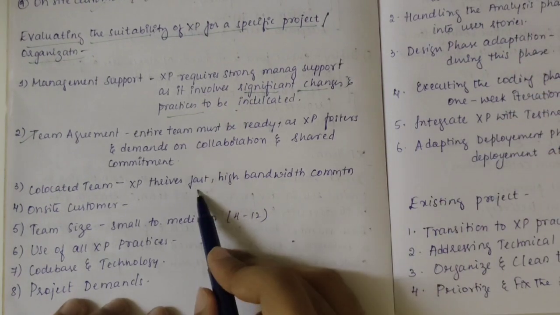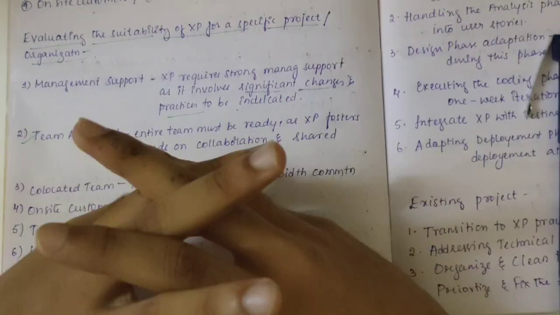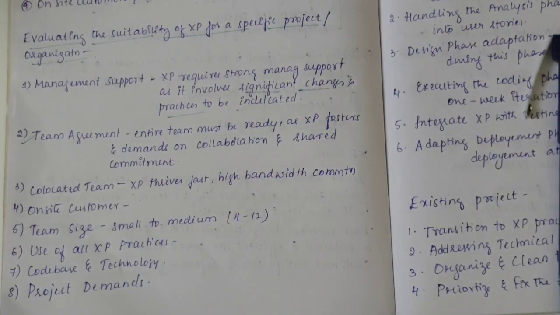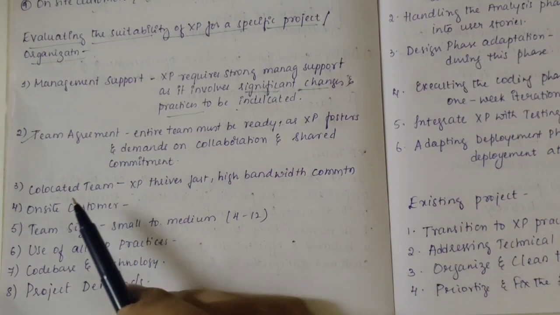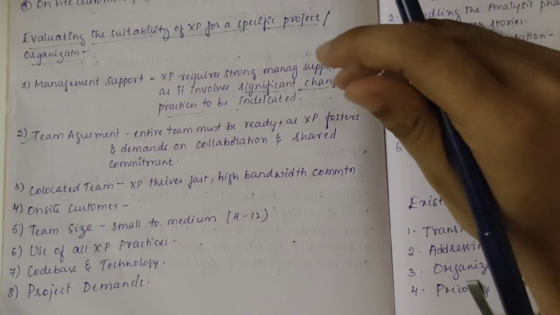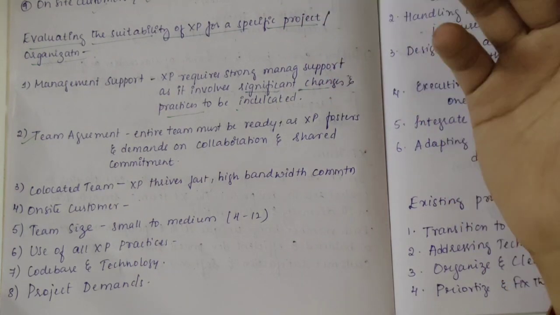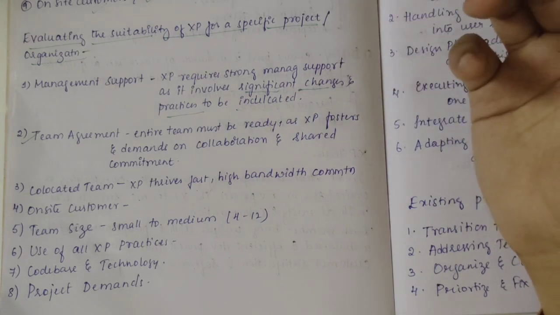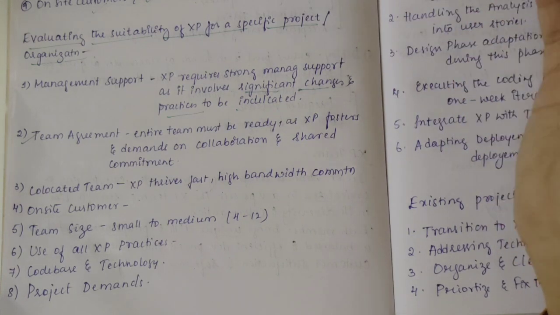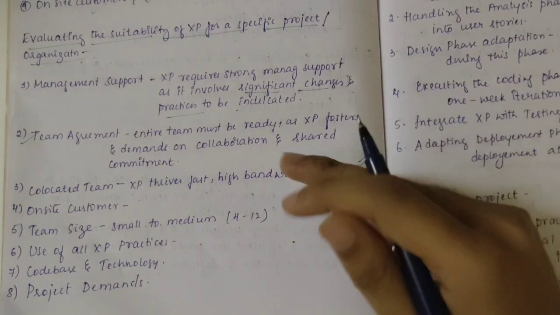Then we have the co-located team. XP thrives on fast, high-bandwidth communication. This means that in a hybrid approach, if I'm sitting at my home, you're sitting in your home, and we are working on a project, it may not be sufficient, right? But if you have a co-located team, that is, all the team members sitting together and working side by side, it will definitely enhance communication and collaboration, and it will surely lead to faster completion of our project, right? We'll be discussing this in the third module.